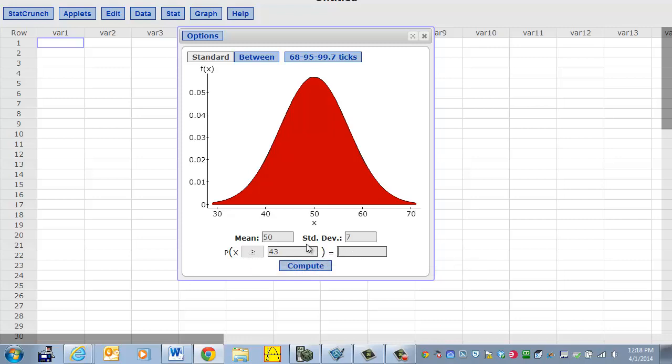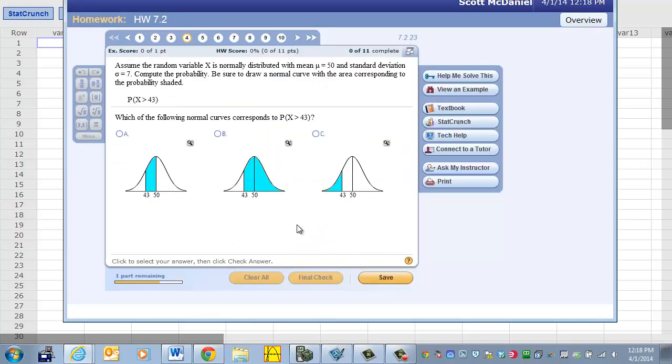And this is what we don't know. So we have five things to put in, counting the inequality. If we know four of these, or three of these, we can figure out the fourth one. We'll hit compute, and we'll get 0.8413. So if we come back over here, it's really clear which one it is. Now hopefully this one was pretty easy. We wouldn't mark that one.